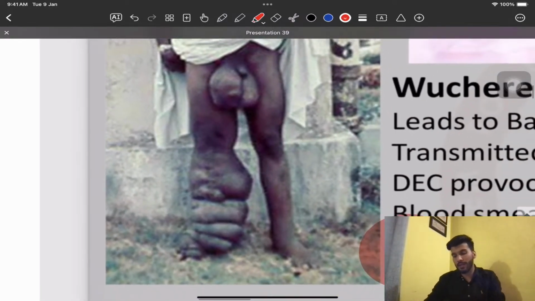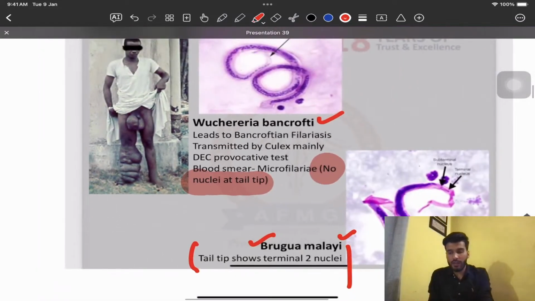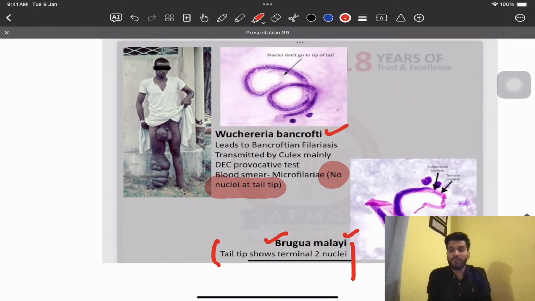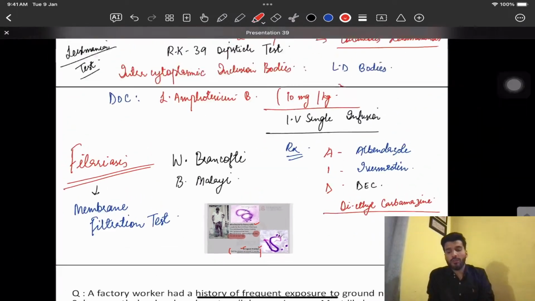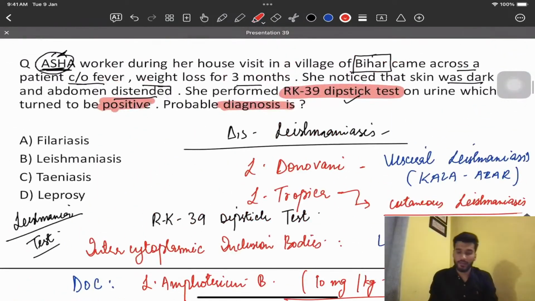Can you see, guys? This is a classical picture of filariasis. Okay, and what is the treatment, guys? 3 drugs, triple therapy: albendazole, ivermectin, and diethylcarbamazine. Okay, it was about filariasis and leishmaniasis.